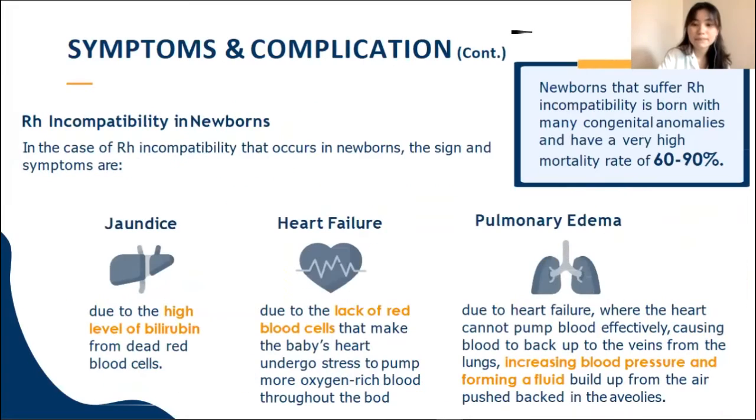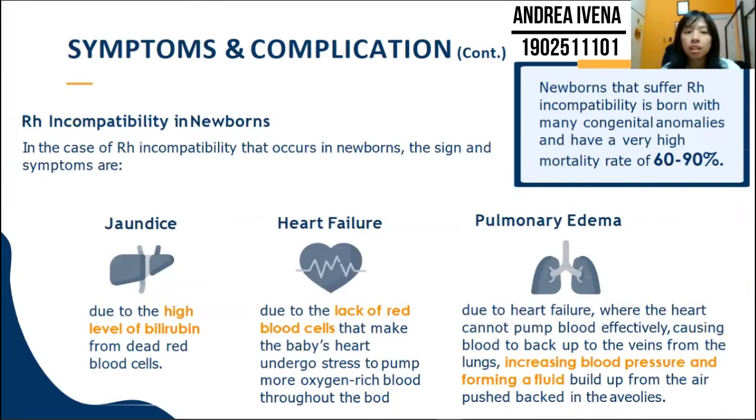Next. In the case of rhesus incompatibility that occurs commonly in newborns, the common signs and symptoms are: firstly, jaundice due to the high level of bilirubin from the red blood cells; heart failure due to the lack of red blood cells that make the baby's heart undergo stress to pump blood throughout the body; and pulmonary edema that is caused by the heart failure, where the heart cannot pump blood effectively, causing blood to back up to the veins from the lungs, increasing blood pressure and forming a fluid in the alveoli.